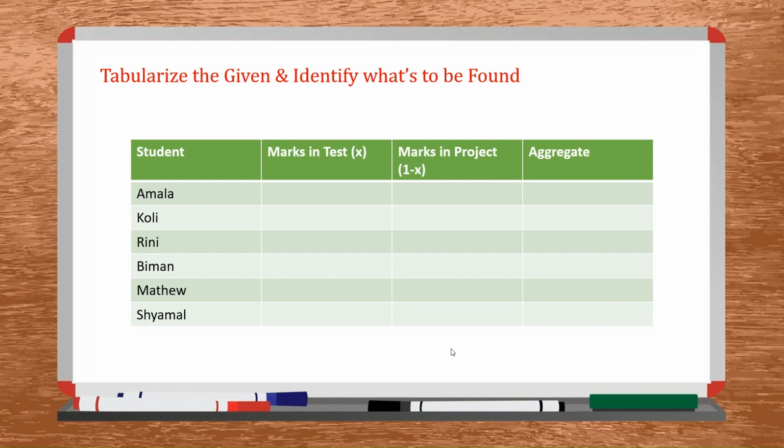So, first, to solve this particular problem, we are not going to go through the information in depth, but we are just going to tabularize what is given and identify what we have to find out. So we have six students which we have listed in one column. Then we have marks which are obtained by them in the test. Let's give the weightage of the test as x. Then the weightage of the project becomes 1 minus x. And then we have the marks which are obtained by the students in the project also. And then we have the aggregate score. So by looking at this information, we can understand we need to find the individual marks, the weightages, and then the aggregate. So three things.